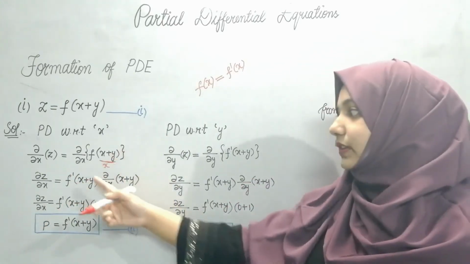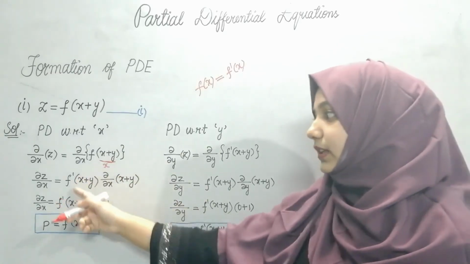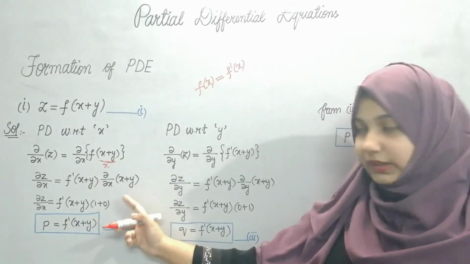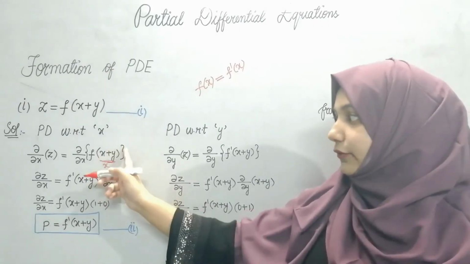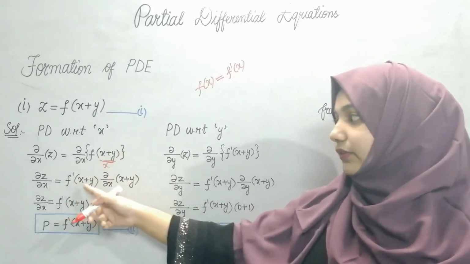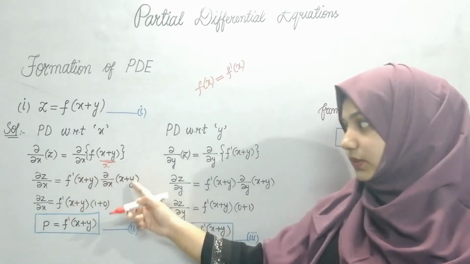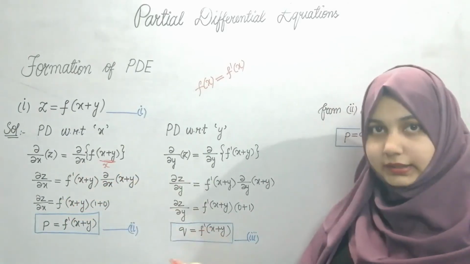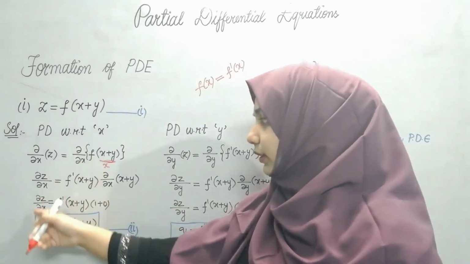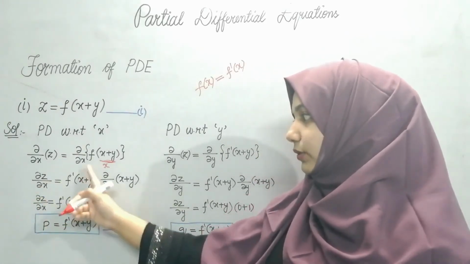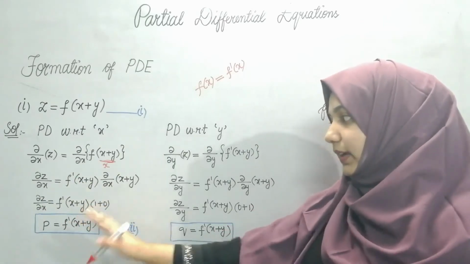So by the chain rule, I'll differentiate x plus y again. Why am I differentiating x plus y again? I assume this to be f of x. The differentiation of f of x is f dash of x, but this is not x, it is x plus y. So again we differentiate it, I think you people know this. So now dou z by dou x is equal to f dash of x plus y as it is.